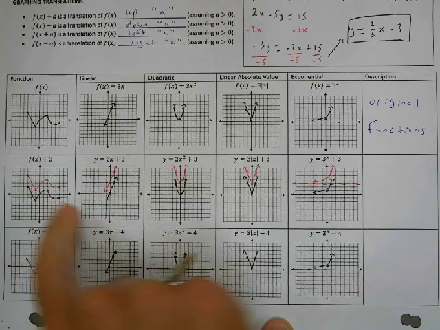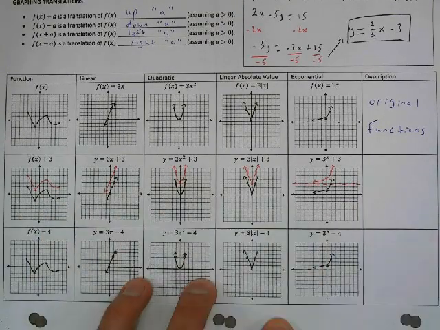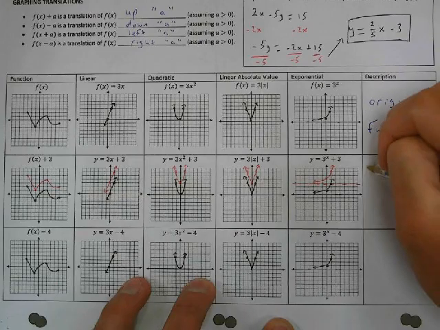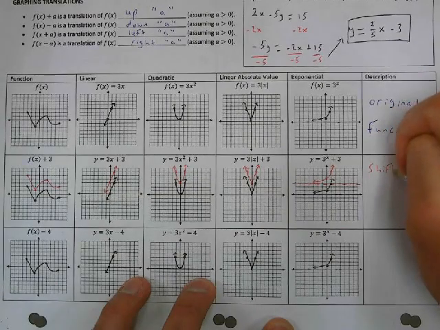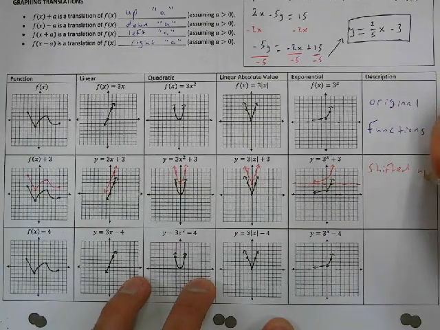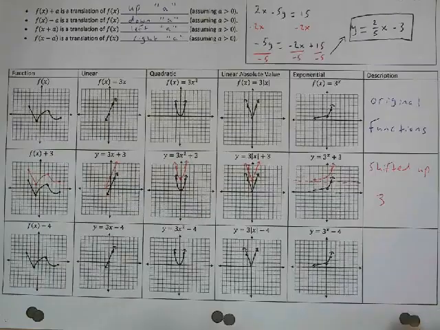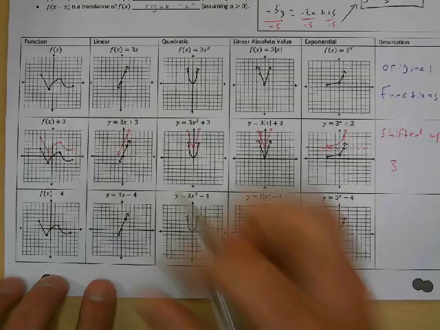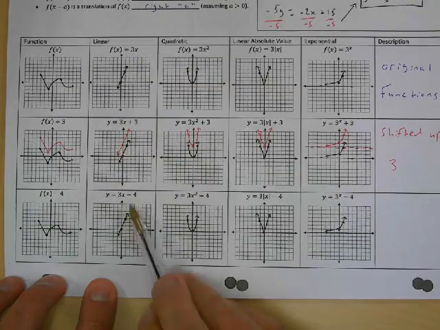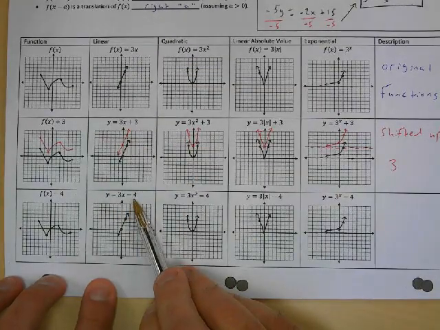So what happened on all these functions when we added 3 to the end of our equation? Well, it was shifted up 3 units, or just shifted up 3 is fine. Okay. All right, on the next row. Well, again, we have our same equation f of x. Then now, instead of adding 3 to our equation, we're going to subtract 4 from it.